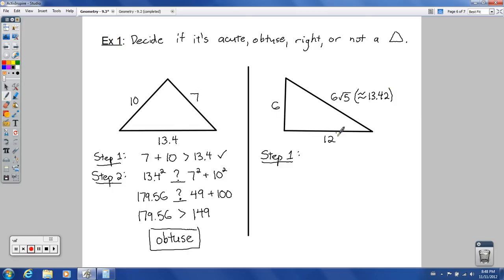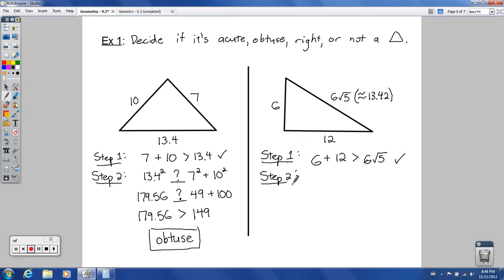So here's my A, here's my B, here's my C. So I want to check and see, is 6 plus 12 greater than 6 radical 5, which is about 13.42? 6 plus 12 is 18. Is 18 more than 13.42? Yes, it is. So we can move on to step 2.